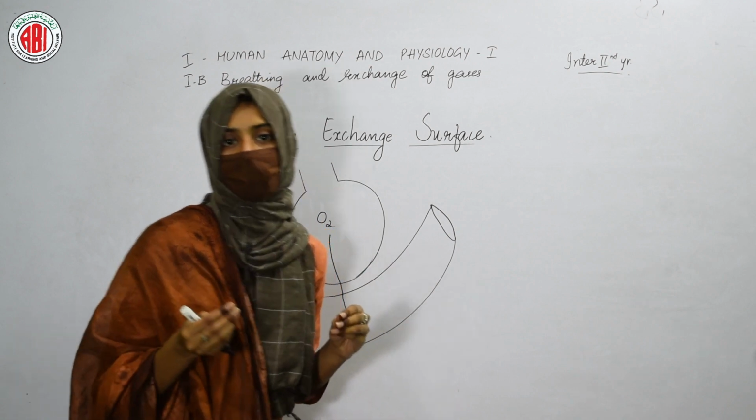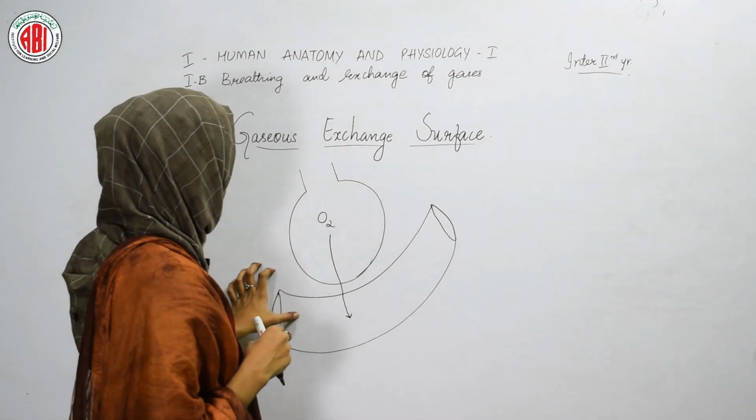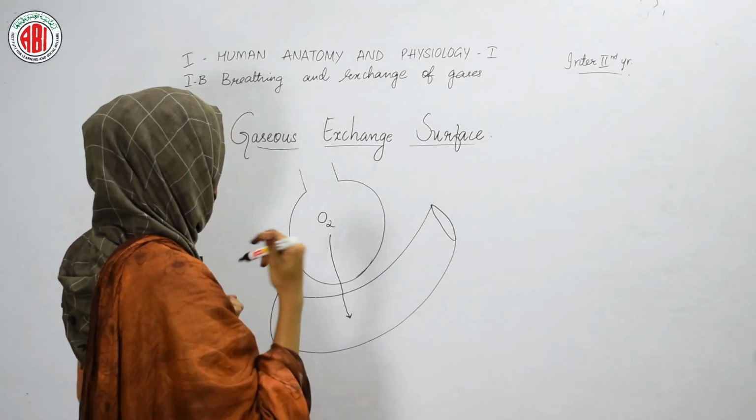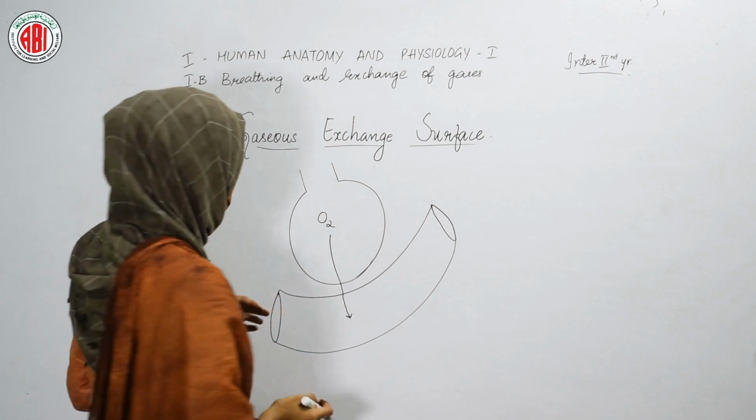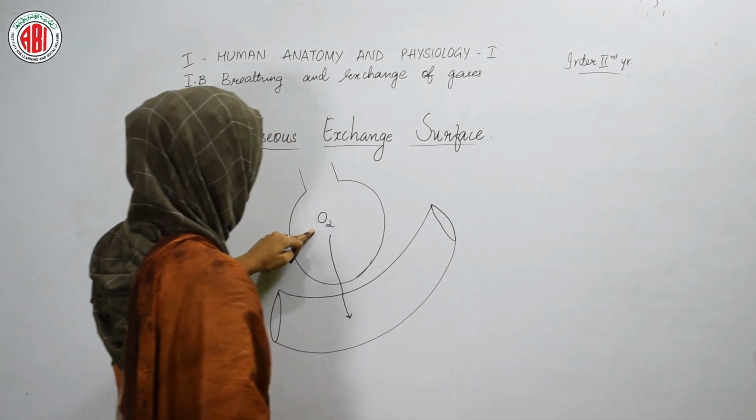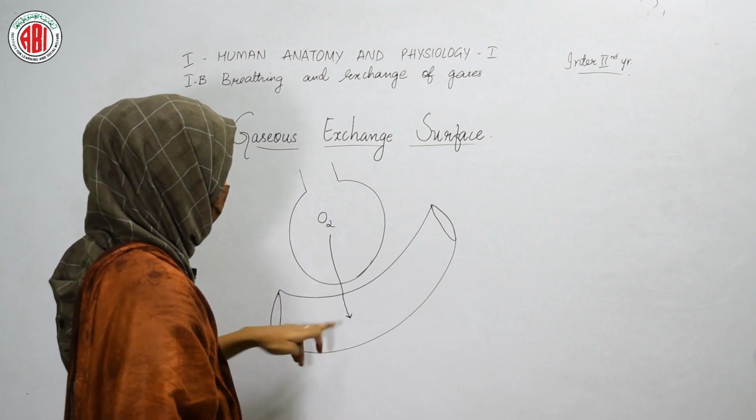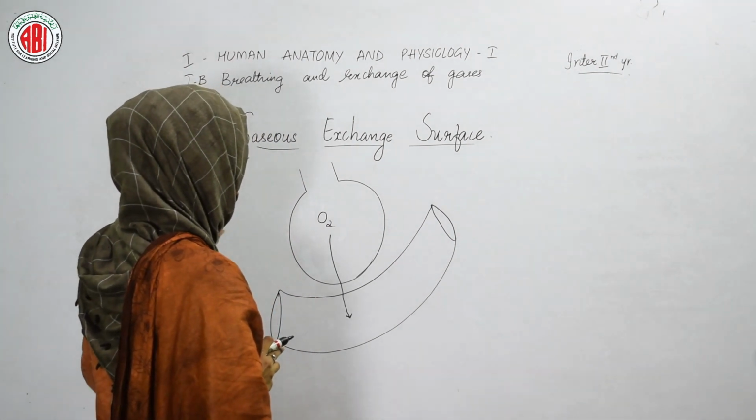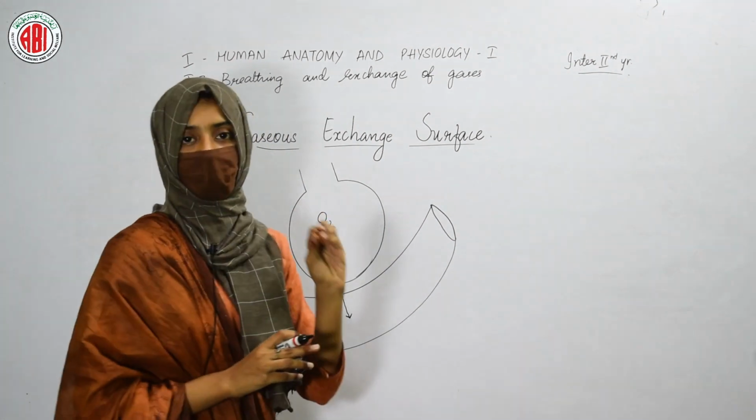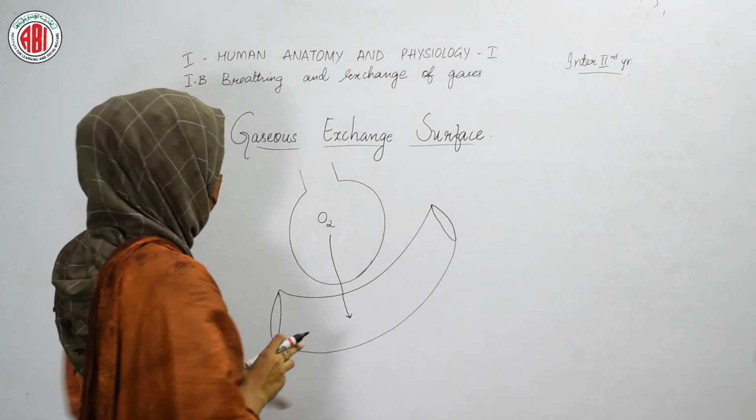If any material needs to get exchanged, then only the blood capillaries can be used. The blood capillaries can carry out the function of exchange of different materials. So, from the alveoli, the oxygen enters into the blood capillaries where the deoxygenated blood is present. That means the oxygen is not present in an enough amount, so it needs to enter into our blood capillaries.